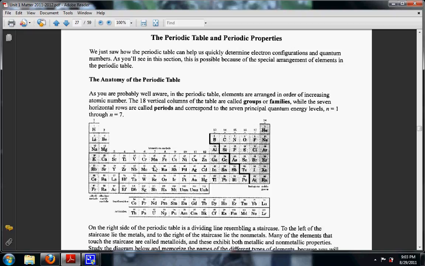The horizontal rows going across, watch my mouse, are called periods. This is period 1, this is period 2, this is period 3, going across. This big long one is period 4, and then 5, 6, and 7. So there are 7 total periods.